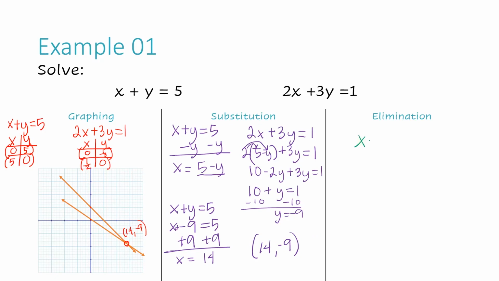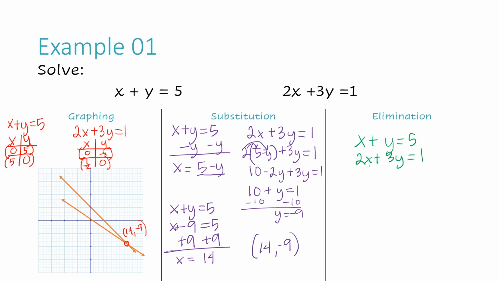I want to write my problems so that they're stacked on top of each other. And it's important that my x and y variables are written in the same position on each problem. So for both of these problems, I have my x value plus or minus my y value, and then that equals some number. So we're in good shape because I have that same format. I have 2x plus 3y equals 1, and then I have x plus y equals 5. So they're both in the same format.